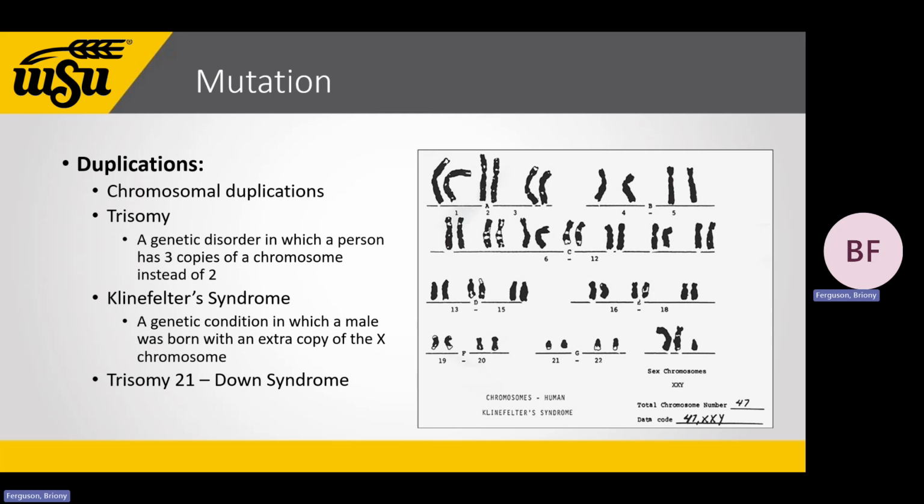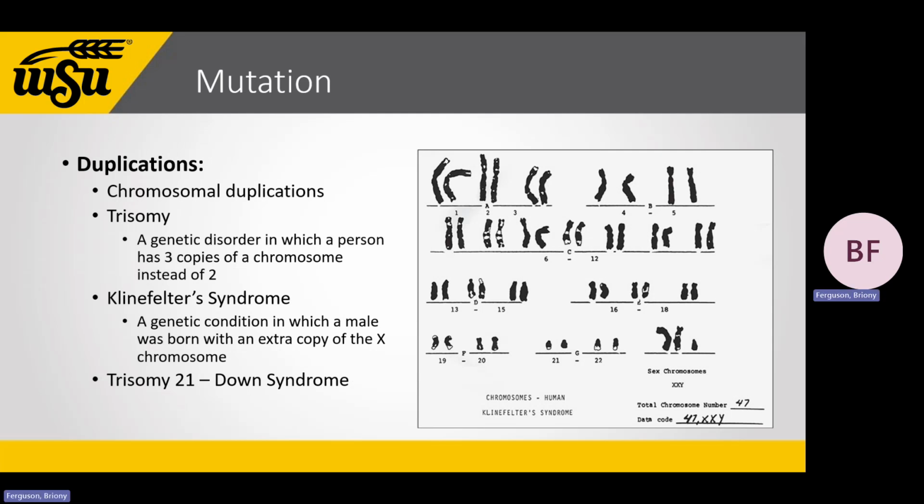Now, another form of mutation actually takes the form of chromosomal duplications. And aside from cancer-causing induced mutations, these are probably going to be what most people are more familiar with. One version of this is trisomy. So this is a genetic disorder where a person has 3 copies of a chromosome instead of 2. These are going to be on your autosomes, not on your sex chromosomes. And the most common example that people are actually going to have some introduction to is trisomy 21. This is where you have 3 copies of your 21st chromosome, and it is actually what causes Down syndrome.